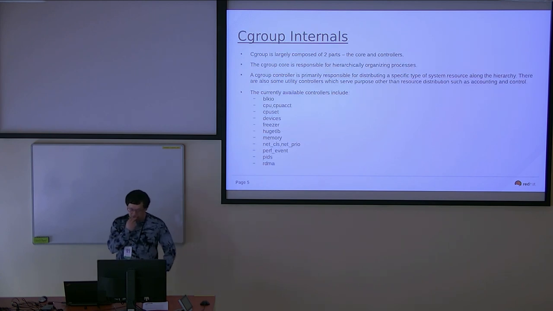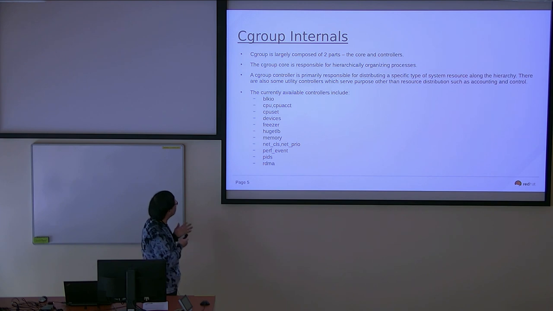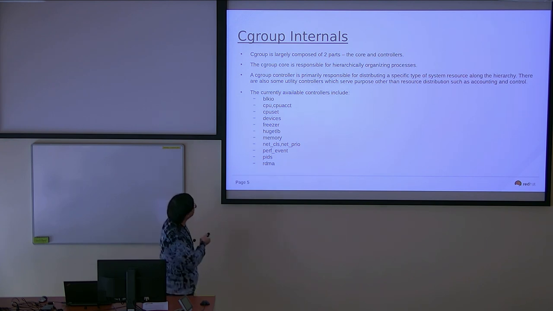Okay, in terms of internals, the cgroup consists of two major parts. There's a core that is responsible for hierarchically managing the processes and associating the processes to each set of cgroups. And then there is a cgroup controller, which is where the action is. There are many different controllers. Each controller controls one type of resource. And you can manage the resource along the hierarchy, so you can set different limits for different cgroups.